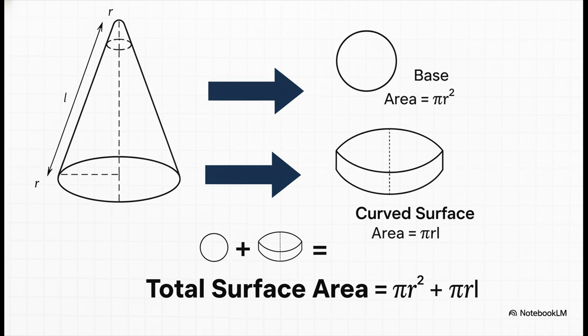We already know its area is pi r squared, and you just add that to the area of the curved part, which is pi rl. See? You're just combining simple bits you already know.